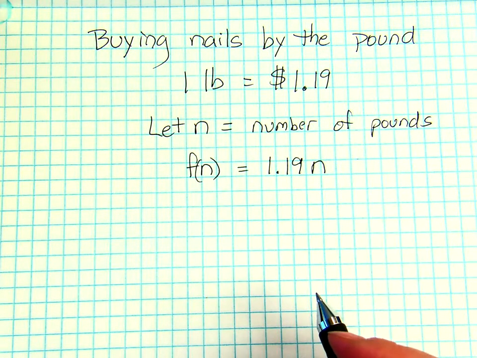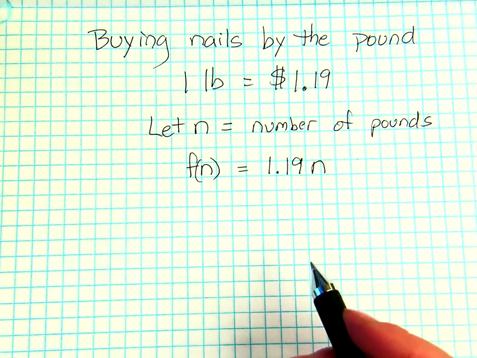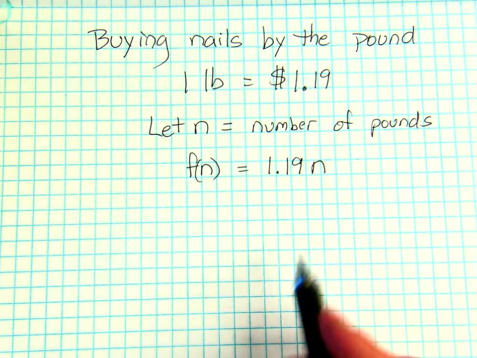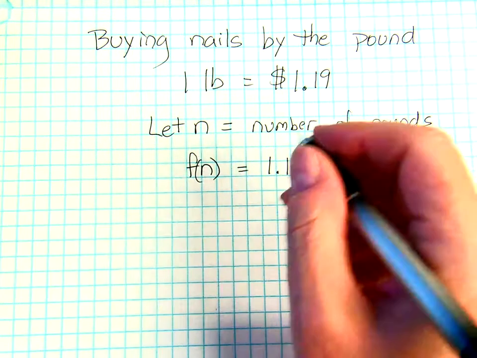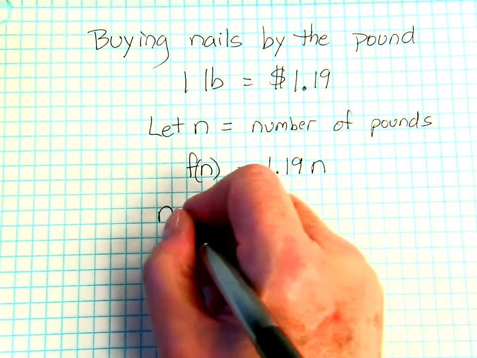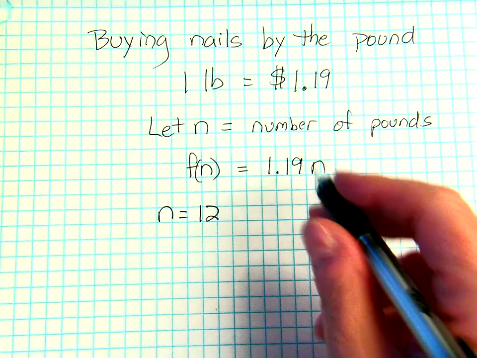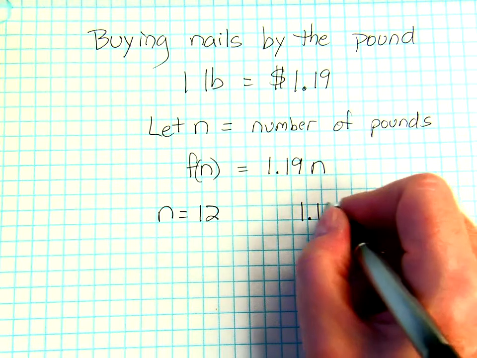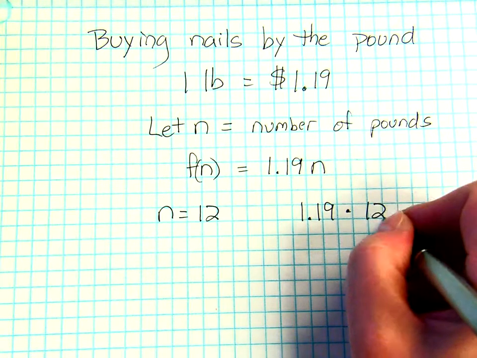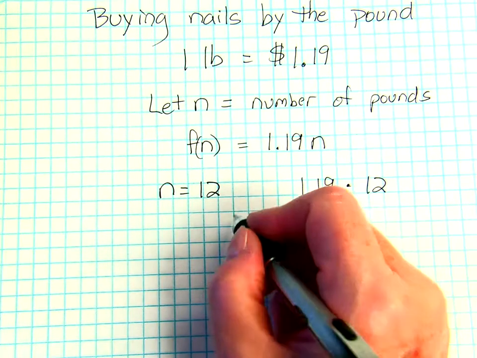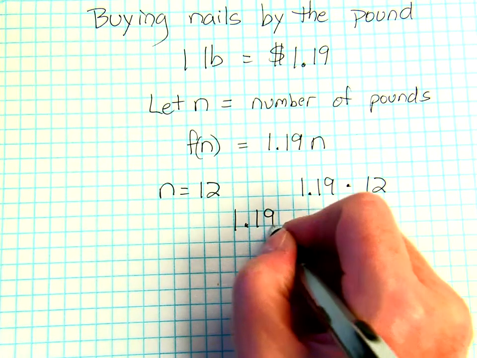So let's say they ask the next question, which they will. How much do 12 pounds of finishing nails cost? So now I know I've got 12 pounds. So n is going to equal 12 for the 12 pounds. So now I have 1.19 times 12. Okay, I'm going to have to do that math. So I'm going to bring it down.